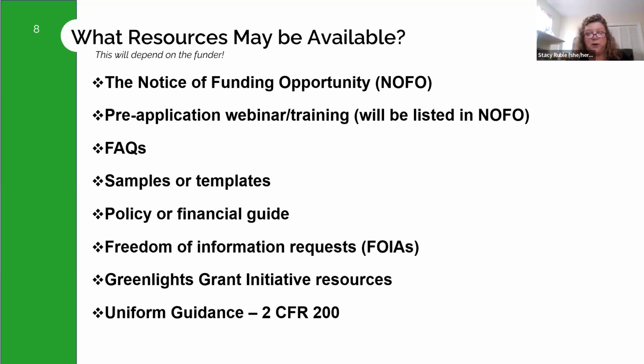Frequently asked questions, see if those are posted either in grants.gov or on the funder website. They may have samples or templates that you can use. A lot of funders have policy or some sort of financial guide that you can use to access. There's also what we call a freedom of information request. This is something that McAllister and Quinn also offers, but this is when you can go ahead and request a successful application from a funder in order to see what a good one looks like. Obviously, you also have the Green Lights Grant Initiative resources, and then I already previously mentioned the Uniform Guidance, which is under the 2 CFR 200, and that stands for Code of Federal Regulations. Next slide.